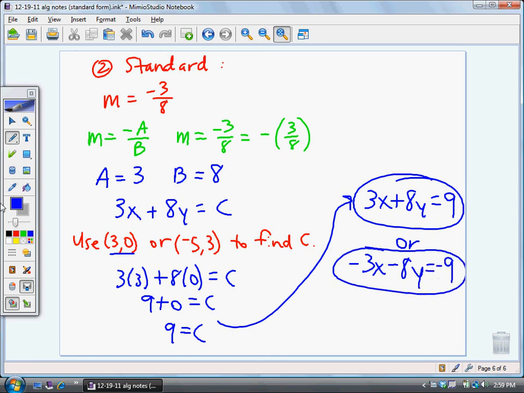And so I've shown you two different ways to write equations in standard form. You can use slope-intercept, put it in slope-intercept, rewrite it into standard, right? Or you could use standard all the way, find what the values of A and B are, and then use those to find the value of C.